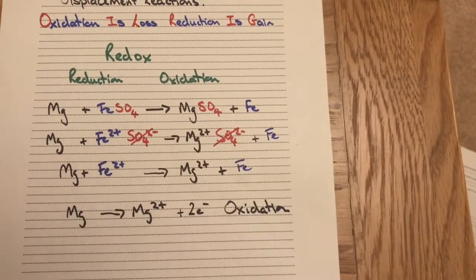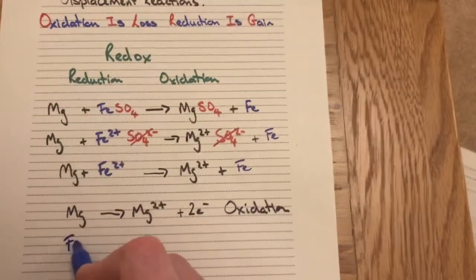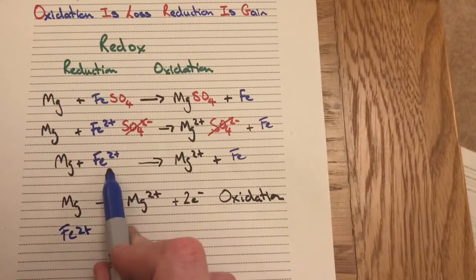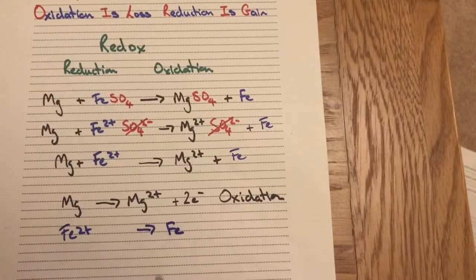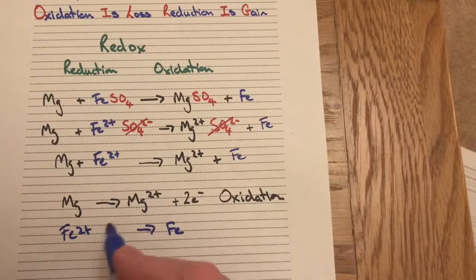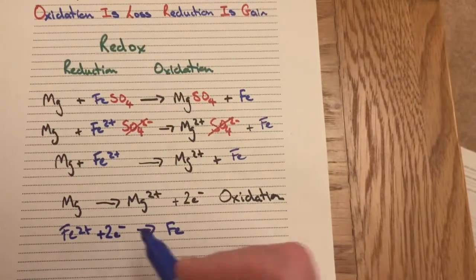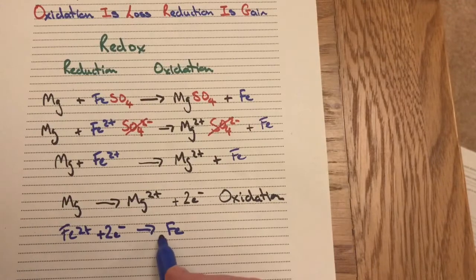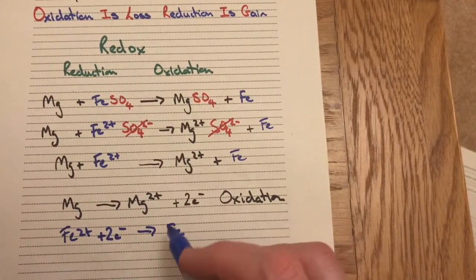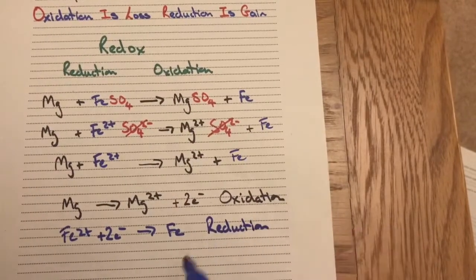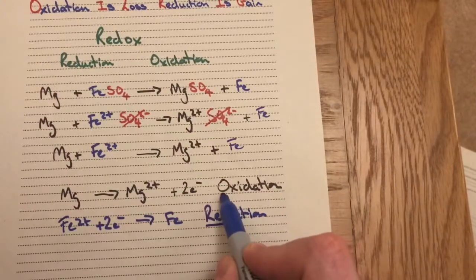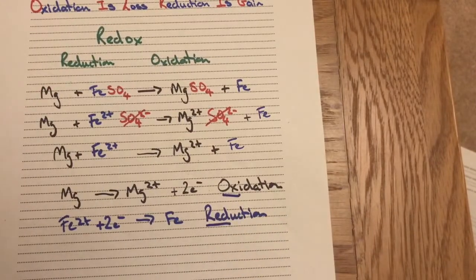If you look at the iron, the Fe2+, you can see it's gone from Fe2+ and it's turned into Fe. So I've gone from positive to something with no charge. In order to get something positive to no charge, it must pick up 2 electrons. 2+, add 2 electrons, become no charge. Because this is gaining those electrons, this is reduction. And therefore, as you can see, reduction and oxidation happening together is a redox reaction for this displacement reaction.